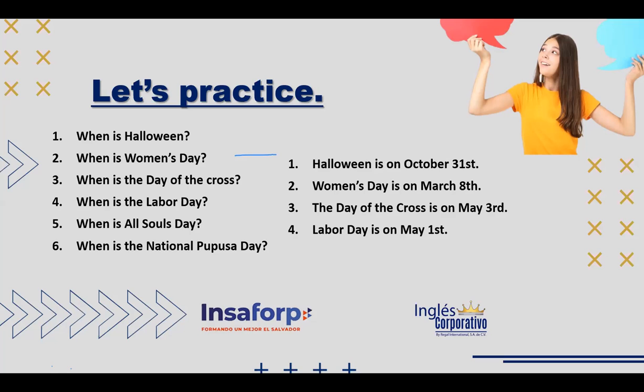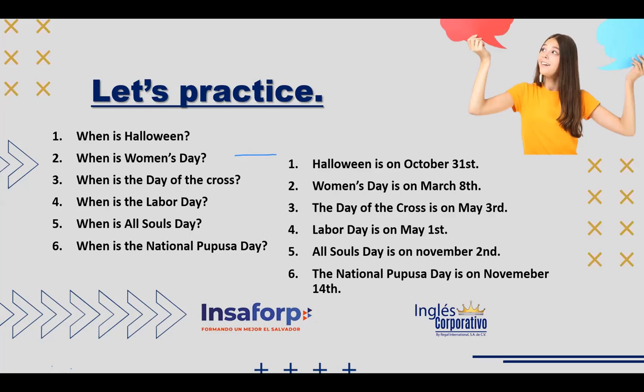The All Souls Day is on November 2nd. Which one? Labor Day is on May 1st? Labor Day is on May 1st. Sorry. Okay. Number five. All Souls Day is November 2nd. The National Pupusa Day is on November 14th. I'm sorry, you say 17th. You were near. You were close, right? You were close. Dijeron November 17th, right? It is November 14th.